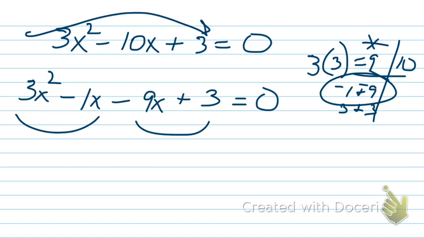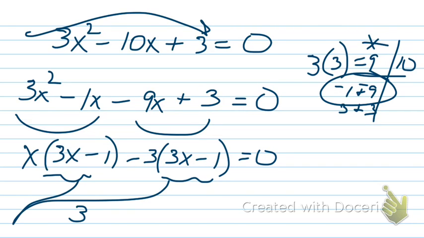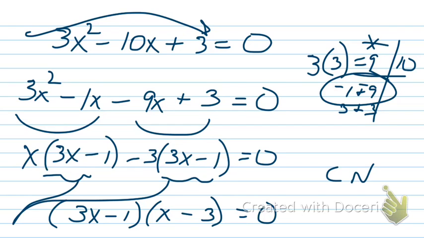We group the first two and the last two. The GCF of the first pair is 3x minus 1. The back starts negative, so let's just take out a negative, and the GCF of 9 and 3 is 3. We take out a negative 3, all signs change. Oh, and look, there's a match. These two are the same. Take out the 3x minus 1. We're left with x minus 3. All of this.